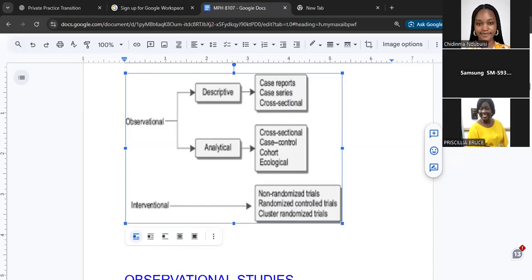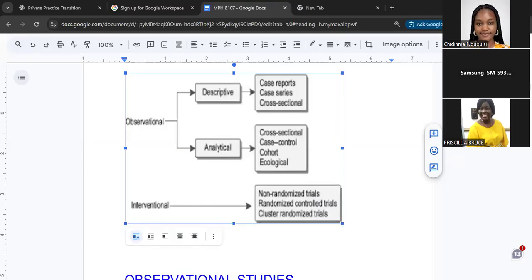So that's where we talk about descriptive and analytical observational studies. So remember where we are coming from. We said there are two big umbrellas, observational and interventional. So now we are talking about the observational studies. And we said that observations are not at the same level. There are different levels of observation. And that was where we said there's descriptive and there's analytical.